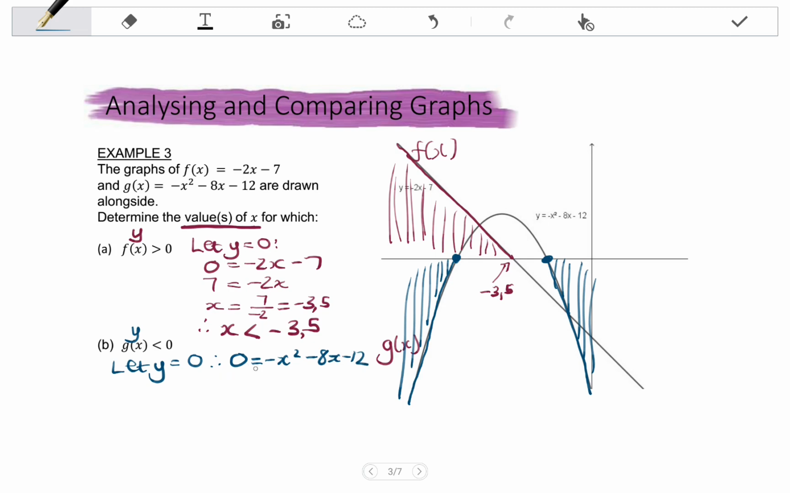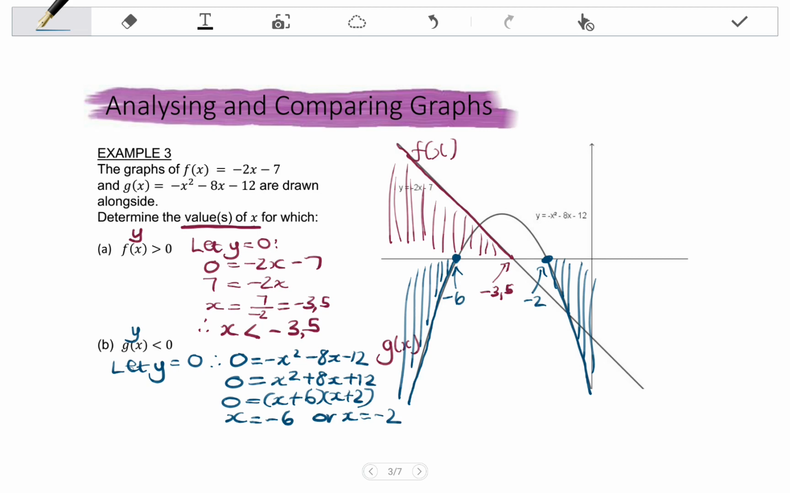And you can either use your calculator to find the speedy solution, or you can factorize. I'm going to divide through by negative 1, so I have x squared plus 8x plus 12, which factorizes neatly into (x plus 6)(x plus 2). And if I solve for x, make each factor equal to 0, I have x equals negative 6, or x equals negative 2. So that means this value must be negative 6, that value must be negative 2.